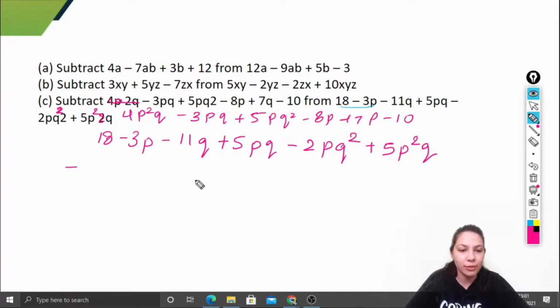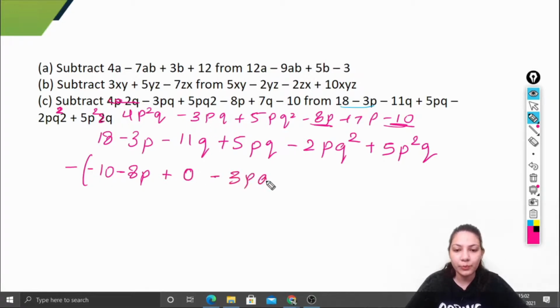So let us compare from the like terms and let us write. So it is 18, so let us write here minus 10. Again the 3p, this is 8p, so minus 8p. Q term, so there is no q term, so I will write here plus 0. Pq term, yes, minus 3pq. Pq square, here it is 5pq square, and 5p square q, 4p square q. So I will write here plus 4p square q.